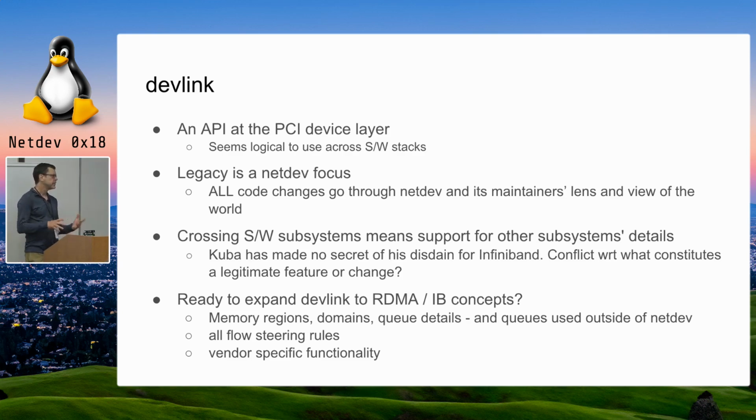Are we ready to start having DevLink understand what a memory region is, what a domain is, dumping out queue detail, not just that it's a queue depth of 8192 and there's 12 channels, but a lot more details about where the queue sits in memory, and maybe even the hardware side of it. That ability to get all flow steering rules, not just those going through a Netdev, but any flow steering rules installed for the QPs, right? And then even beyond that, again, hardware is different, with different capabilities. How do we handle the vendor-specific functionality?